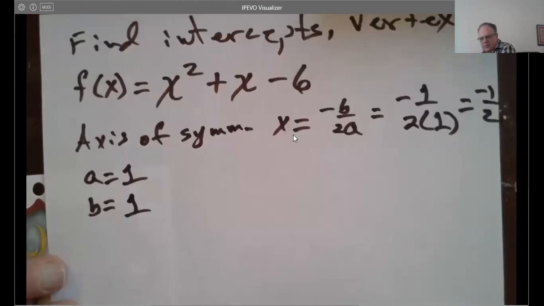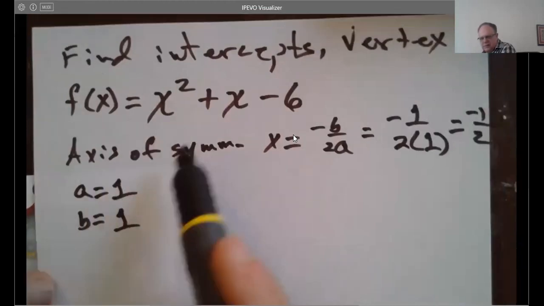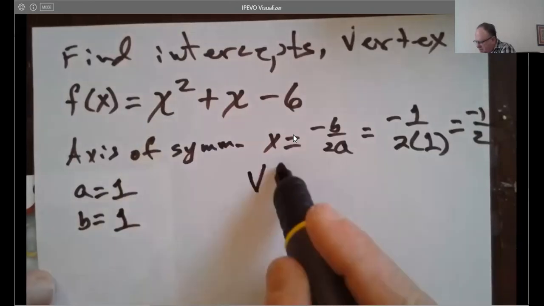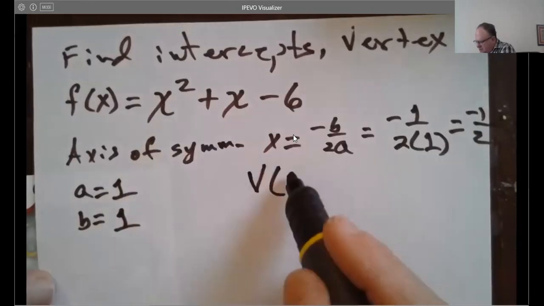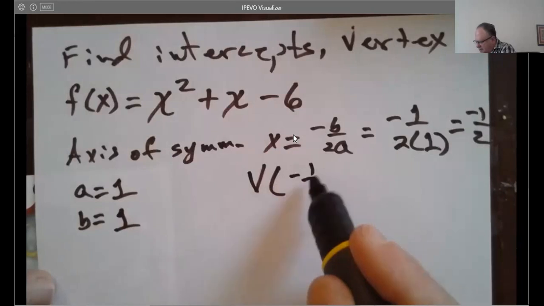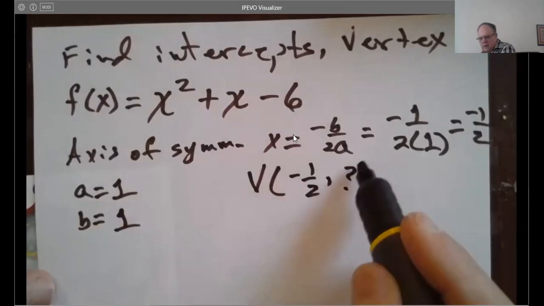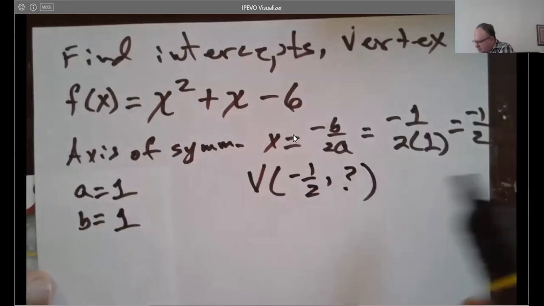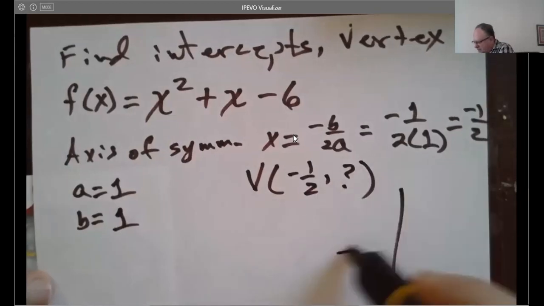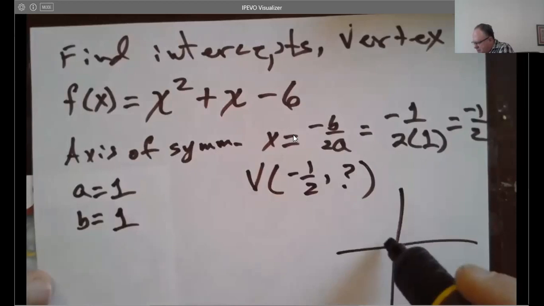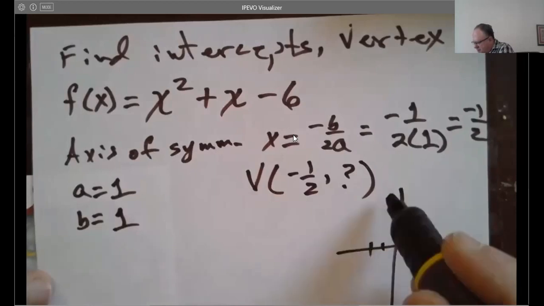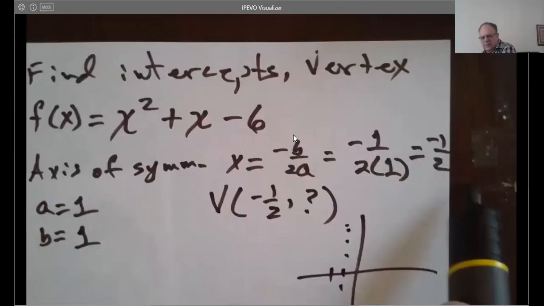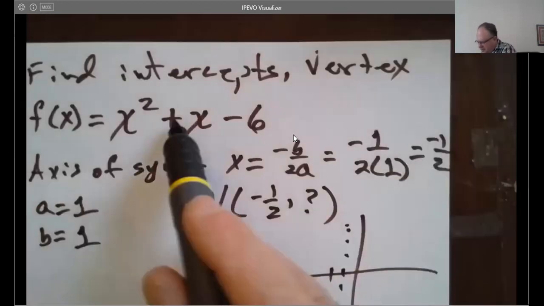Okay, so if we were to substitute that back in, so far our vertex is negative 1/2, but we need to find the y component to our vertex. So if we looked on our graph, here's negative 1, negative 1/2 would be right here. So we got to take this x value and substitute it back in.